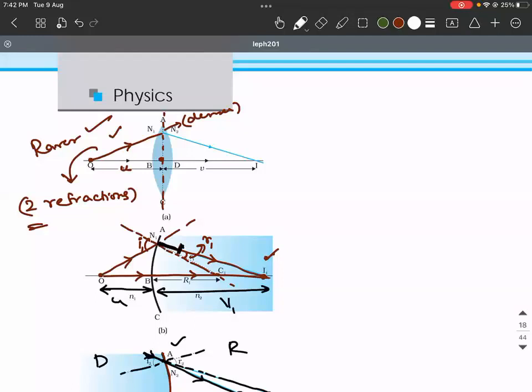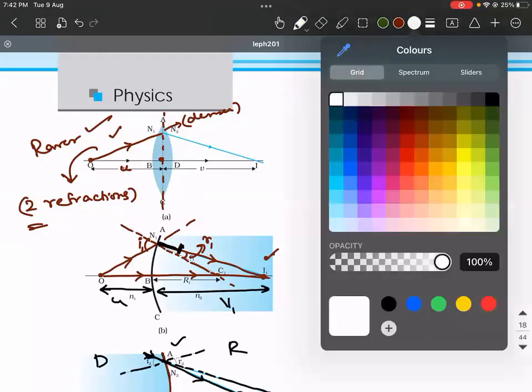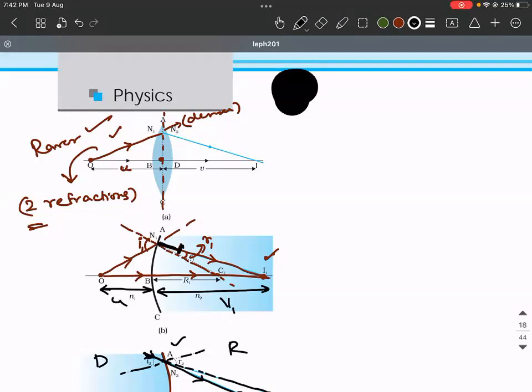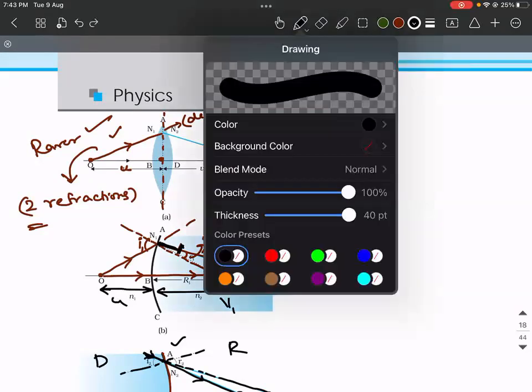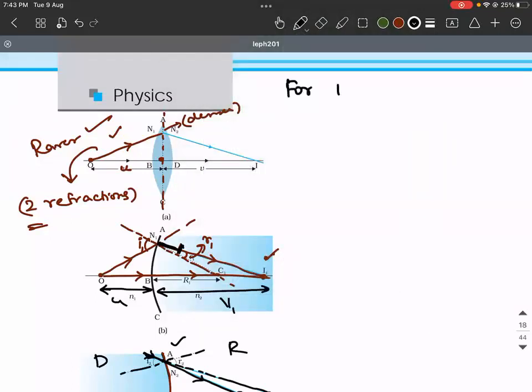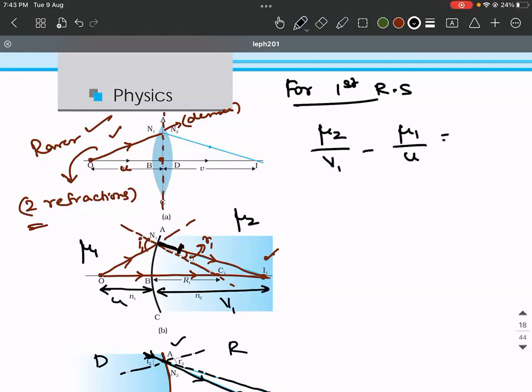Concentrate. For the first refracting surface, when I apply refraction at spherical surface, this is mu1, this is mu2. I will write mu2 divided by v1 minus mu1 divided by u is equal to mu2 minus mu1 divided by r1.